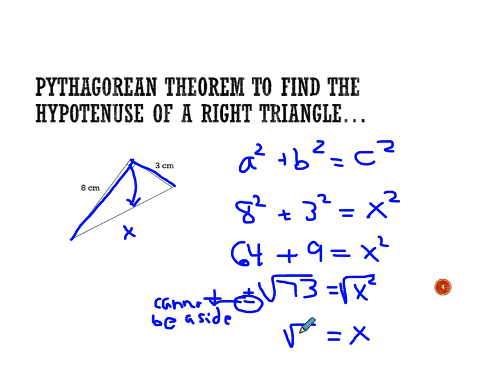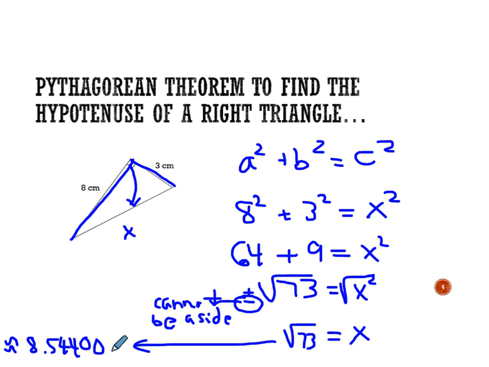So our answer is just going to be square root of 73. Now, we can take our calculator and find the value of square root of 73. You type square root of 73 on your calculator, and you're going to get something approximately equal to 8.5400, you get a few decimals.